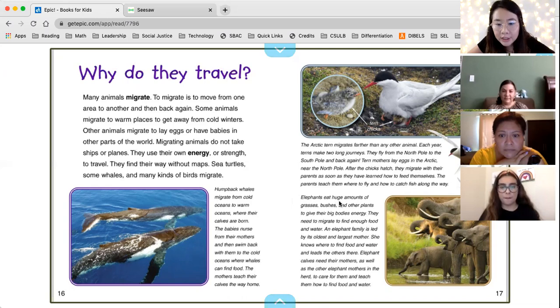Elephants eat huge amounts of grasses, bushes, and other plants to give their big bodies energy. They need to migrate to find enough food and water. An elephant family is led by its oldest and largest mother. She knows where to find food and water and leads the others there. Elephant calves need their mothers, as well as the other elephant mothers in the herd, to care for them, and to teach them how to find food and water.